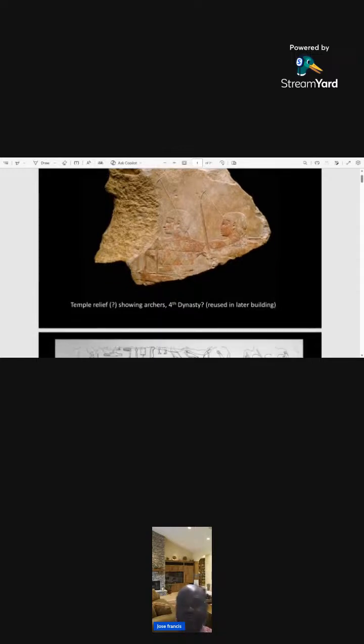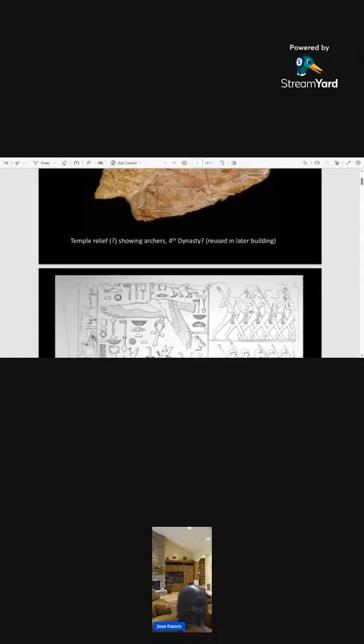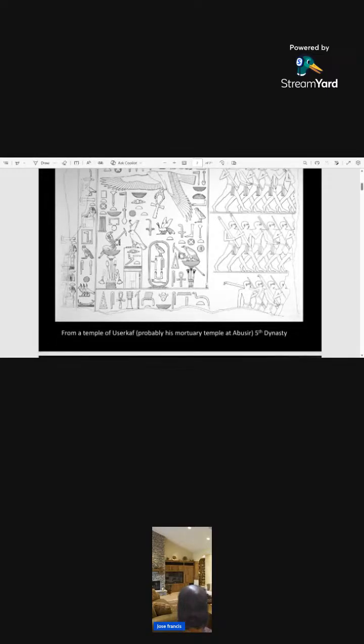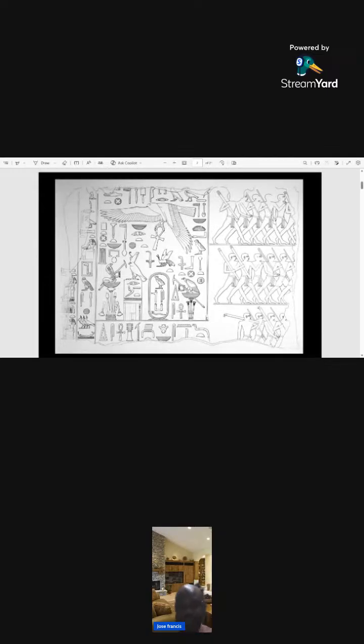Tomb relief showing archers, 4th Dynasty, we use in later buildings. So this is from a temple of Usekef, probably his mortuary temple at Abu Sir, 5th Dynasty. So you see his name here, Usekef, right here. This is a place name here. Can't make out exactly what it is. This is one of his titles, Nefernecher.